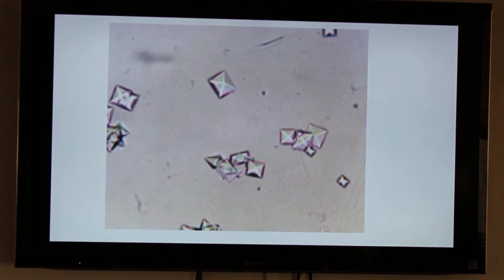Our next picture is a calcium oxalate dihydrate. These are normally seen in dogs, and they're found in acidic urine. And they're identified by their X shape that's in the middle.